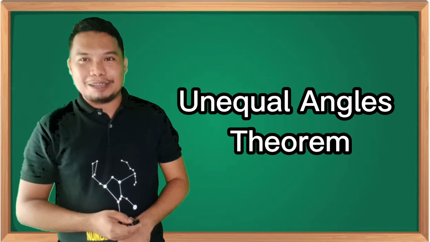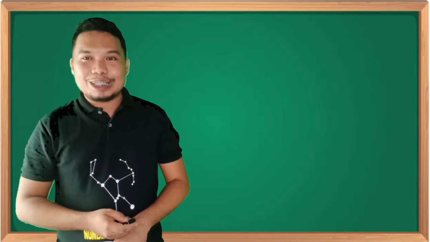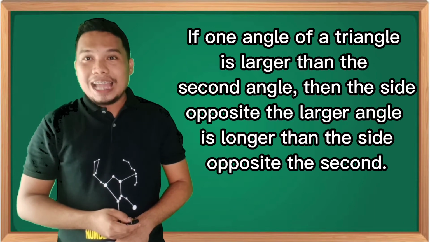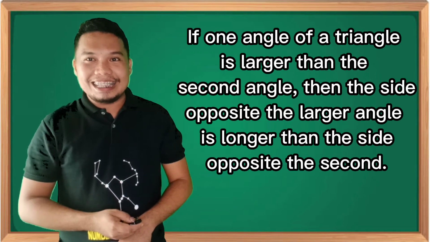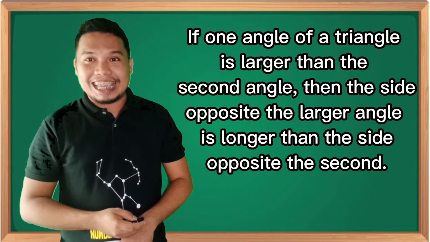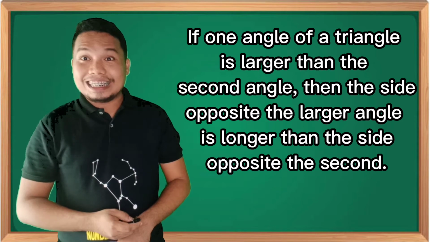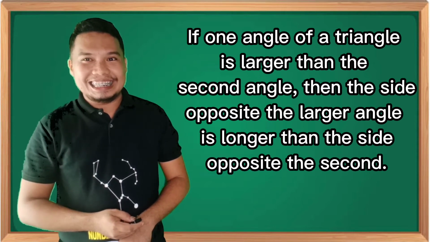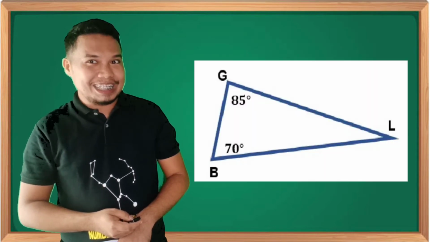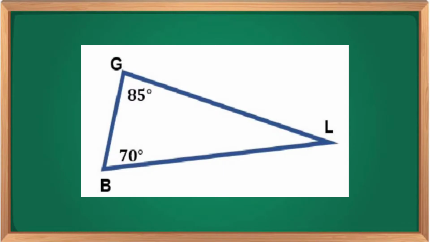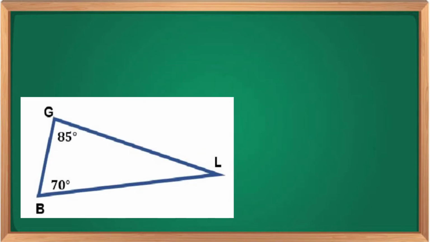Unequal angles theorem. Unequal angles theorem states that if one angle of a given triangle is larger than the second angle, then the side opposite the larger angle is longer than the side opposite the second. Now consider this example. Arrange the sides in descending order. Descending means from longest to the shortest side.